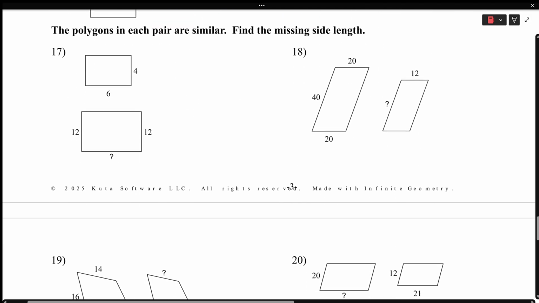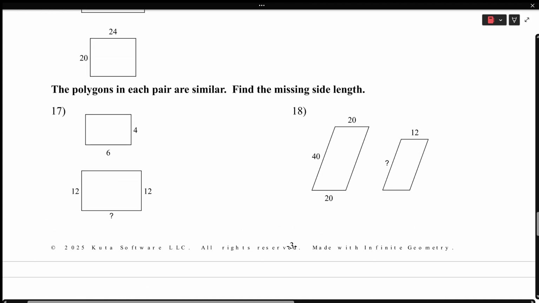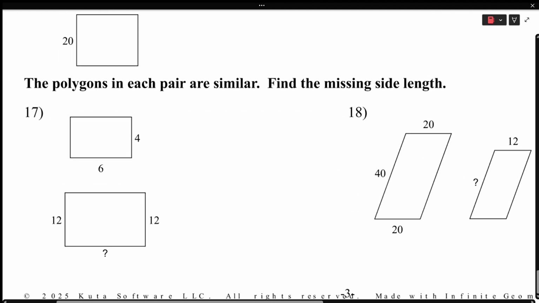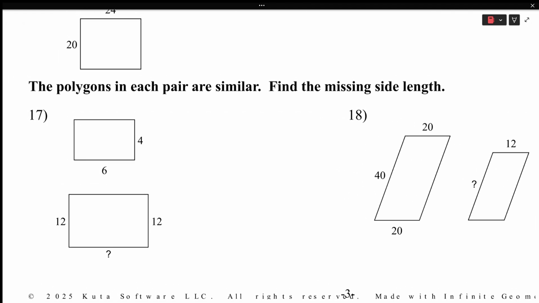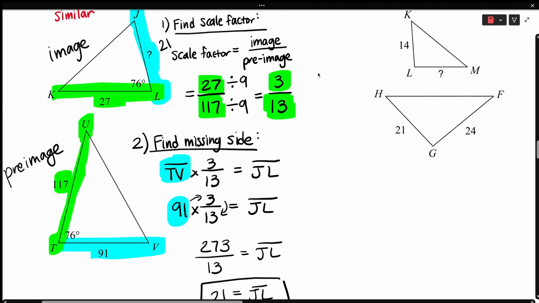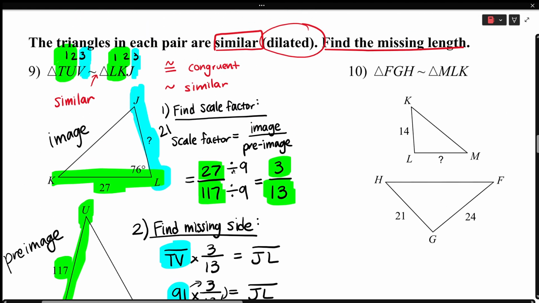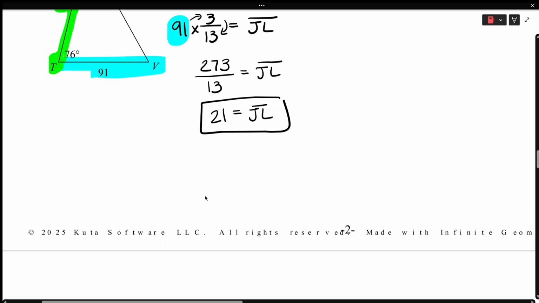Okay, let's look at these. The polygons in each pair are similar. Find the missing length. Okay, so now they want us to find the missing length. It's the same thing here. You could solve it a bunch of different ways, but if you just look at the picture, it's very straightforward. You could solve it using the same method that we did in number 9. It's a lot of steps though, right?